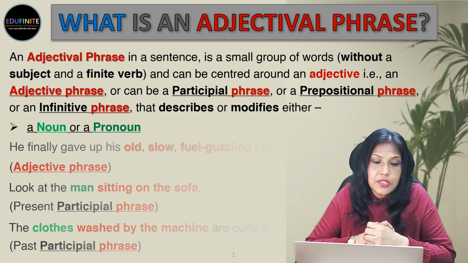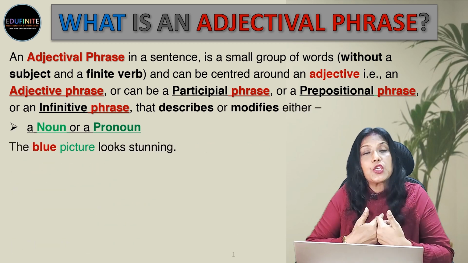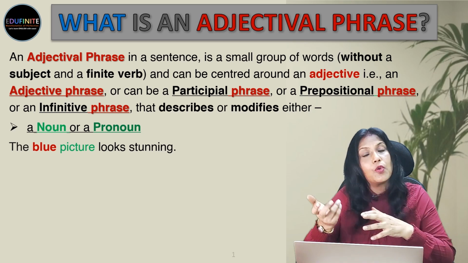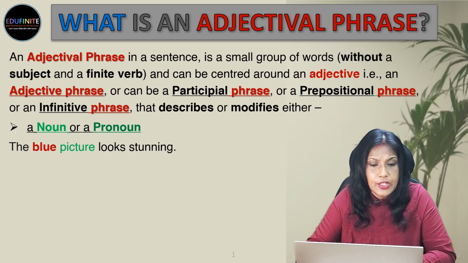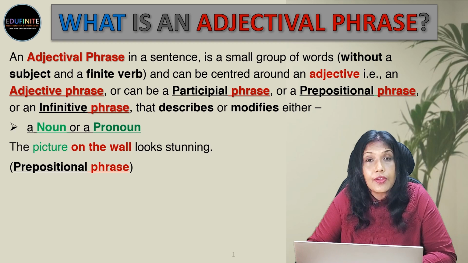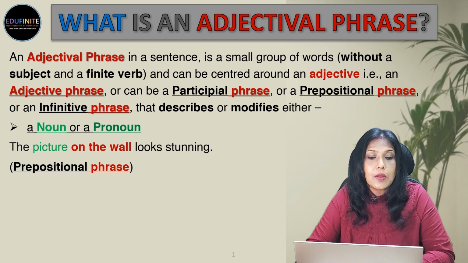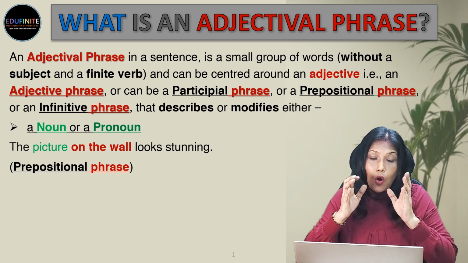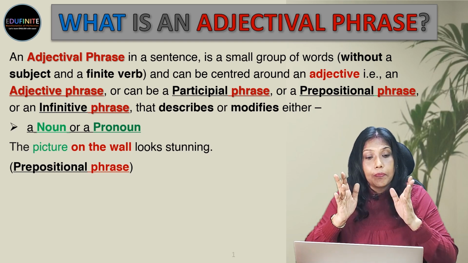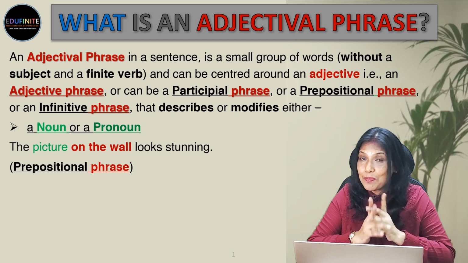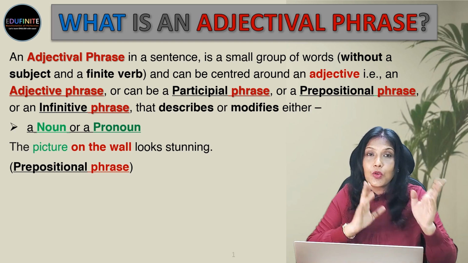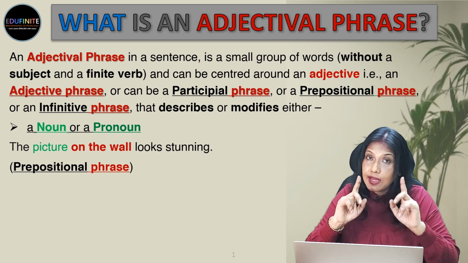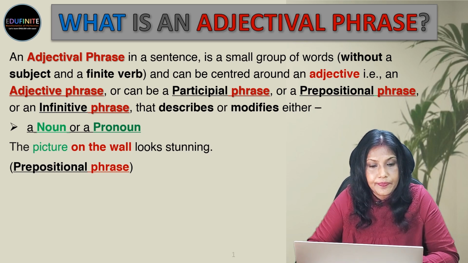Let's look into a few more sentences. The blue picture looks stunning. So here the word blue is telling us more about the noun picture. So that's an adjective. Now let's replace it with a phrase. The picture on the wall looks stunning. So on the wall is a prepositional phrase because it begins with a preposition and it's telling us more about the picture. Which picture? The picture on the wall. So this is an adjectival phrase.